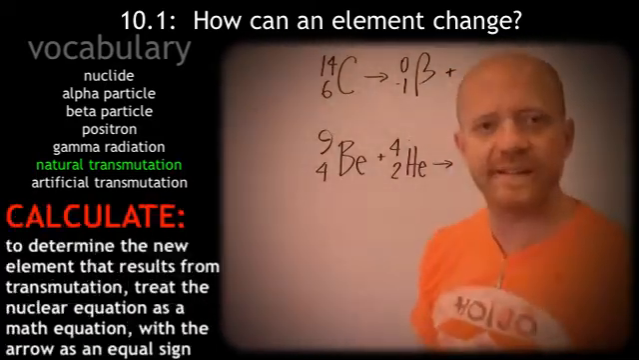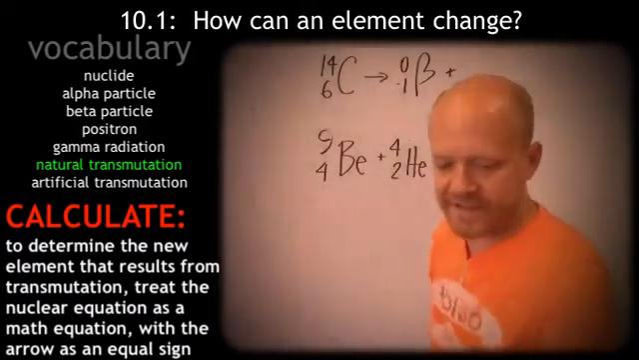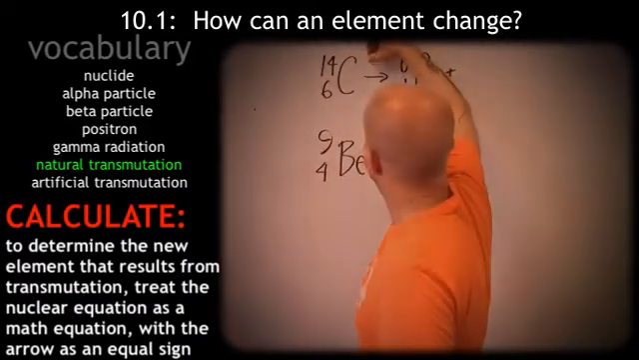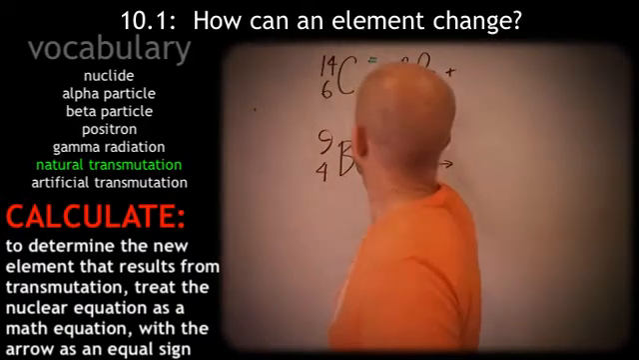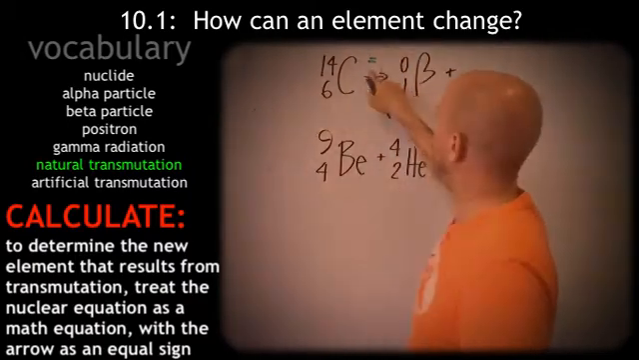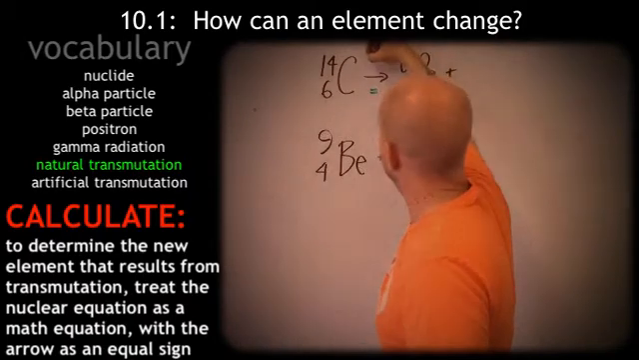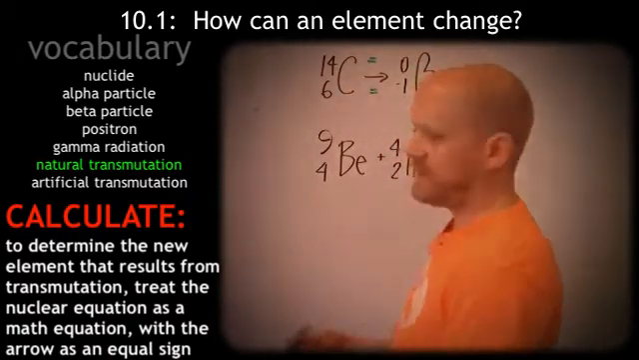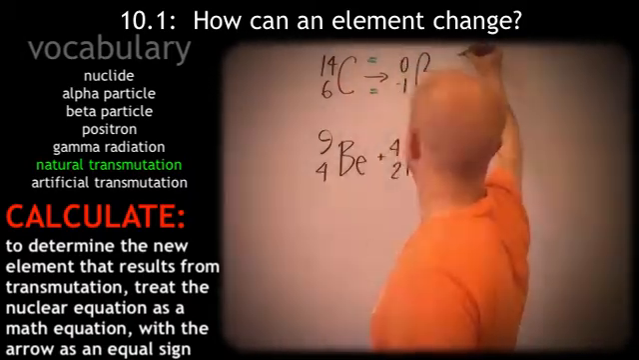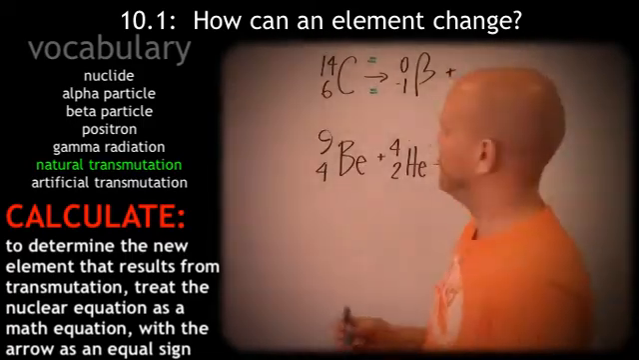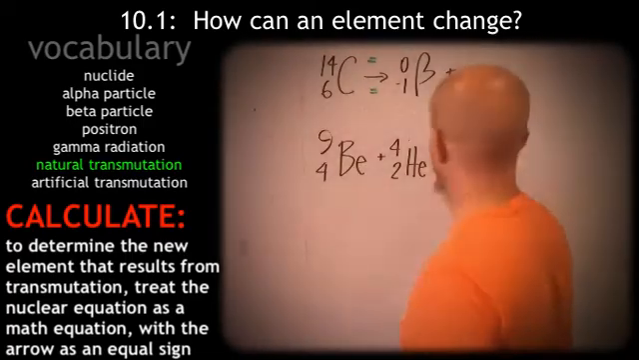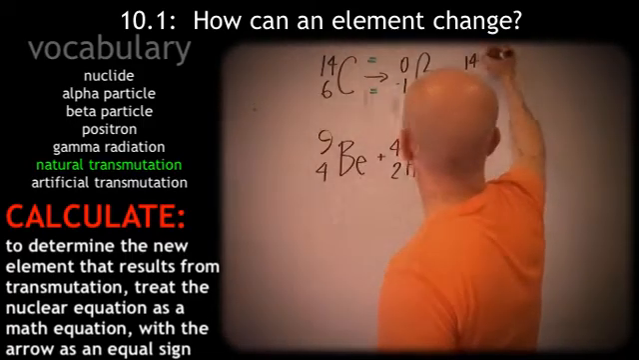We have to treat this like math. This arrow is treated as an equal sign. So you have an equals on top and an equals on the bottom. 14 equals 0 plus x. What is x? Well, 14 equals 0 plus 14.